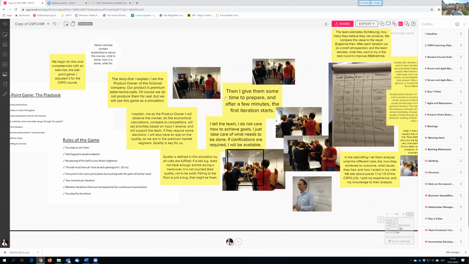I also keep my eye on the quality. That means if something goes wrong, I'll explain it to them and those balls don't count. Only the high premium balls which adhere to all the rules count. If a ball falls down, that's just a bug. They can fix it. That's their choice. I'll ask for an estimation, and in the end, we'll check what the result was.